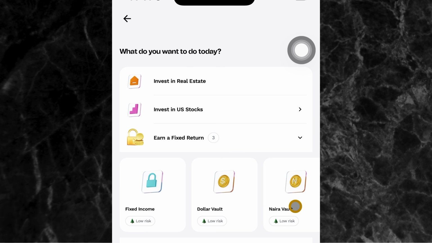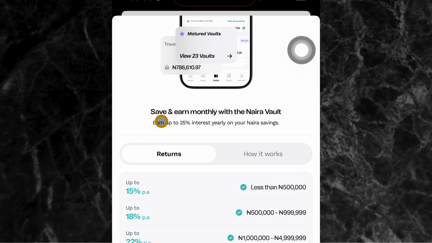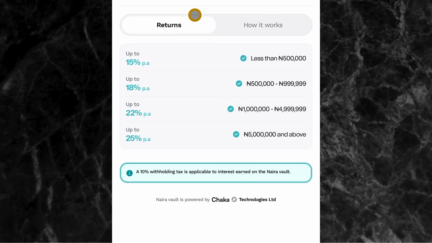I think the next one is the Naira vault right here. So click on Naira vault. Now for this Naira vault, it says save and earn monthly with the Naira vault. Earn up to 25% interest yearly on your Naira savings. So this one is if you want to save and get interest on your Naira. So you can see the returns right here.